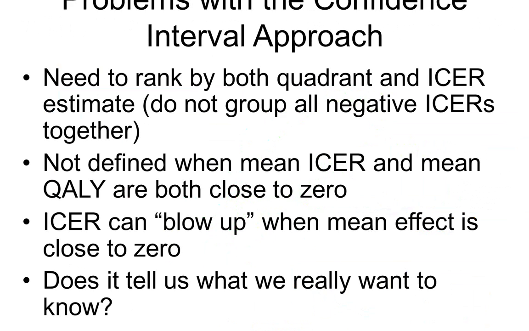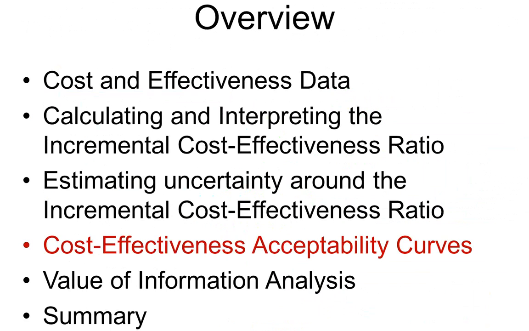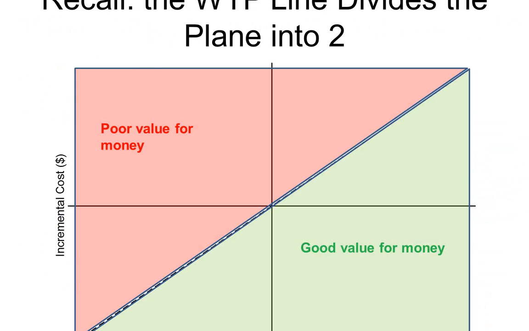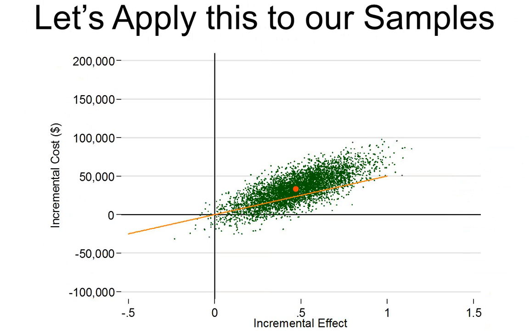And so people took a step back and said, well, what do we really want to know? Why do we want to know about the uncertainty around the ICER? And that led people to develop cost-effectiveness acceptability curves. If we go back to this graph, recall this line where we said we could divide the cost-effectiveness plane into two regions by the willingness to pay line.